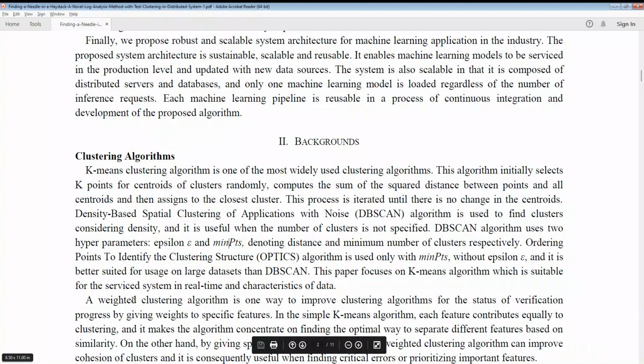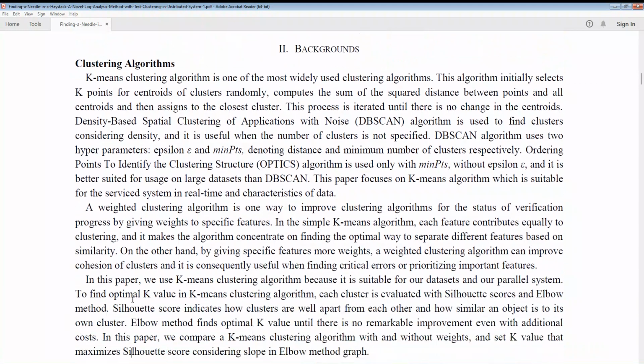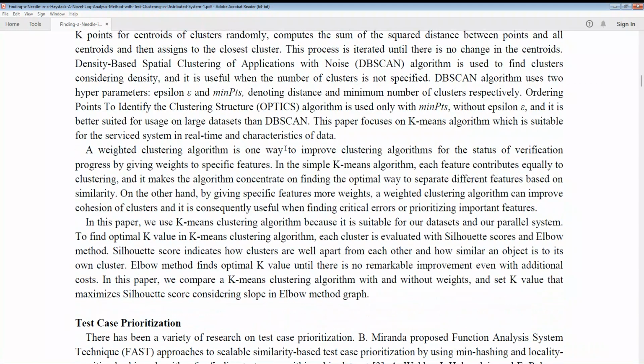A weighted clustering algorithm is one way to improve a clustering algorithm for the status of verification progress by giving weight to specific features. In the simple K-means algorithm, each feature contributes equally to clustering, and it makes the algorithm concentrate on finding the optimal way to separate different features based on similarity.